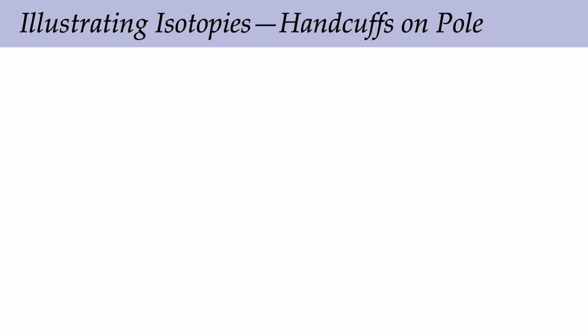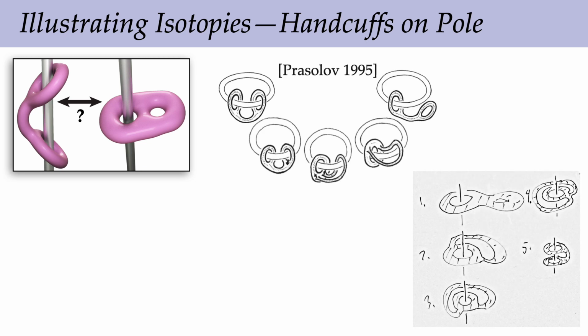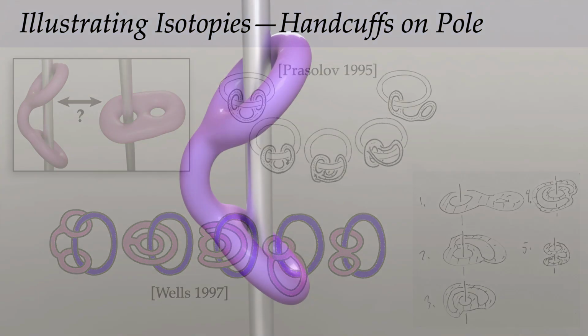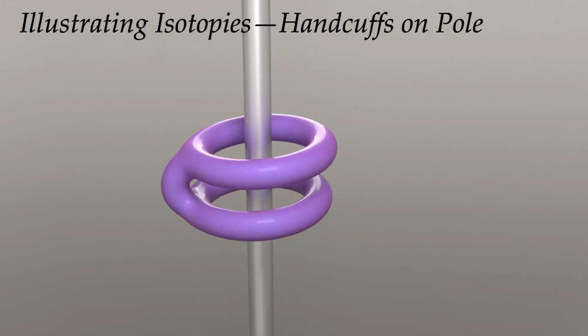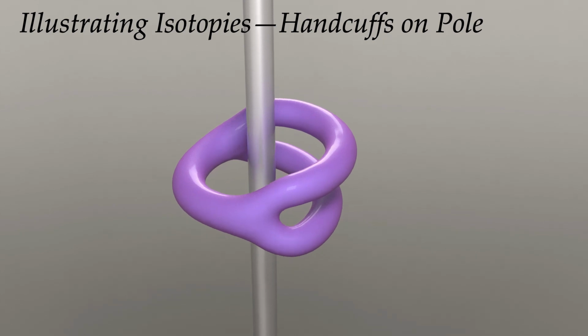Okay, here's a slightly harder example. Now, if I want to remove one of these loops from around this pole, do you think that's possible? Well, okay, here are some drawings. But if you're not convinced by the drawings, here's how we can make that happen. Okay, and the thing to emphasize here is that we're not keyframing animation.